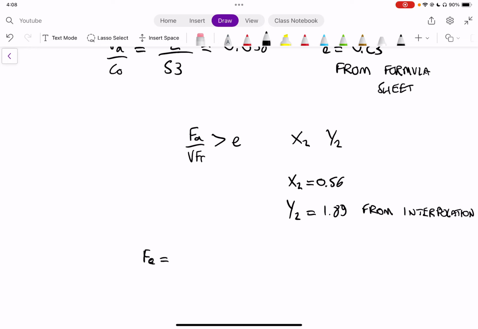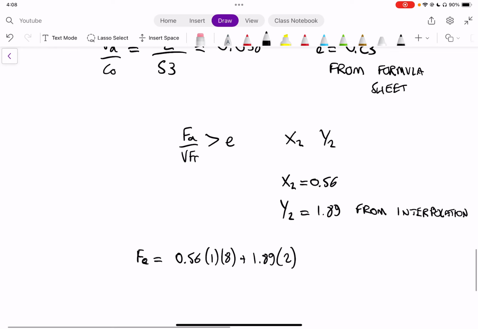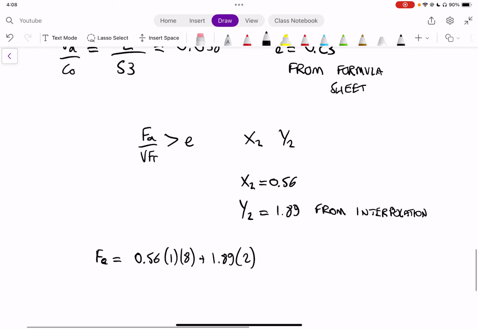So then we can find a value of FE, which would be equal to 0.56 times 1 times 8 plus 1.89 times 2, based on the radial loading and the axial loading. And we get that the final FE value is 8.26 kilonewtons. Okay, so now we found a value of FE that we would ultimately get if we came up with a value of FA over C0 from the fact that we use an 85 millimeter bearing.